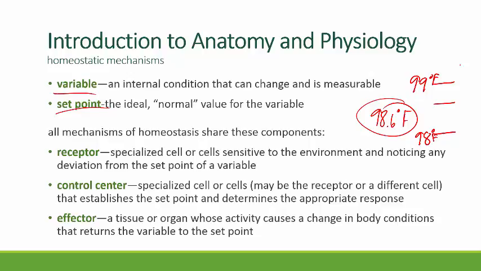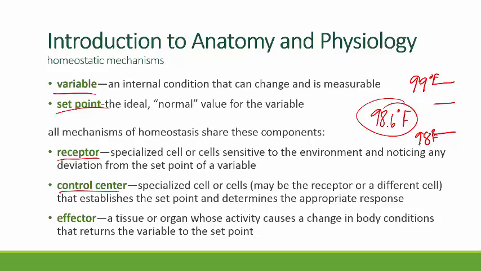So the mechanisms of homeostasis share three components. For all homeostatic mechanisms, there is a receptor, and the receptor is what is busy measuring the variable. It is constantly tracking the variable, noting whether it is near the set point or farther away from the set point. So it notices the deviation away from the set point for the variable.